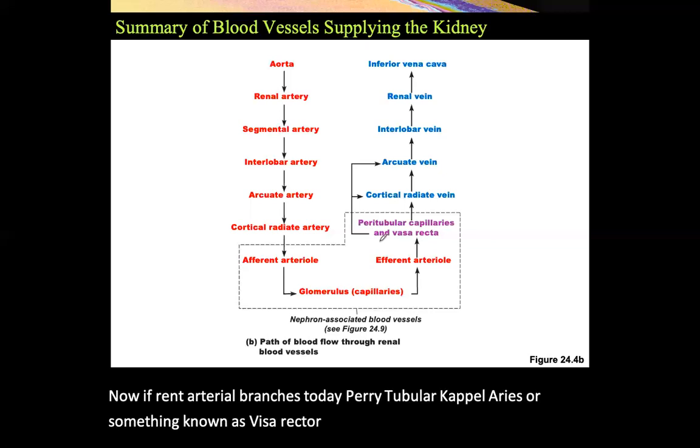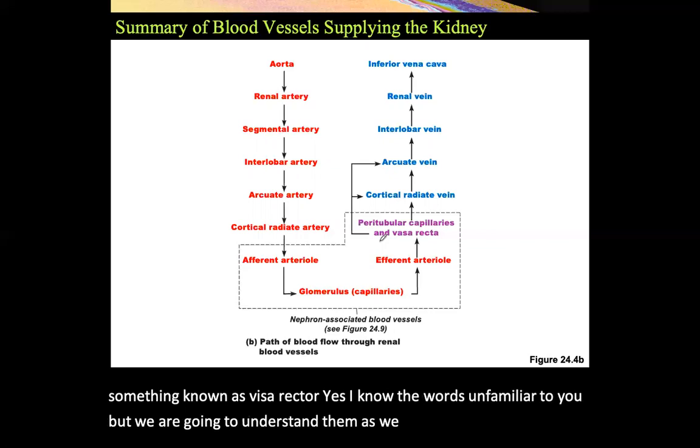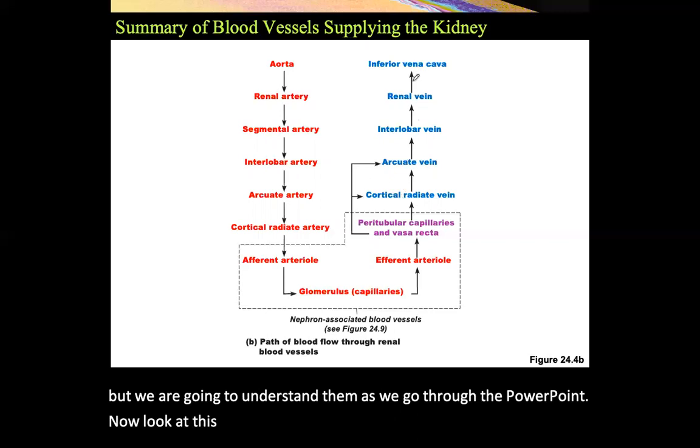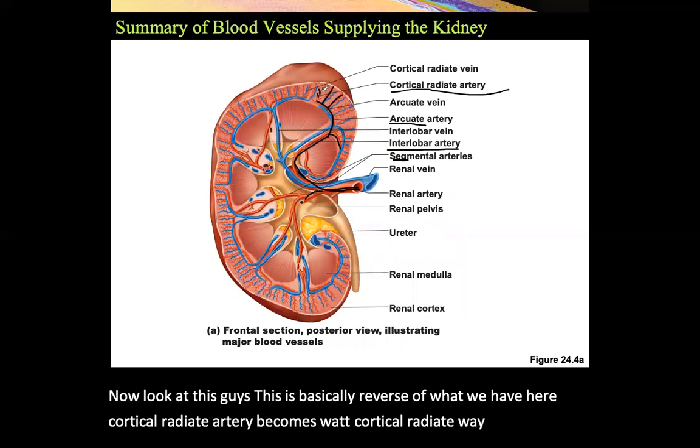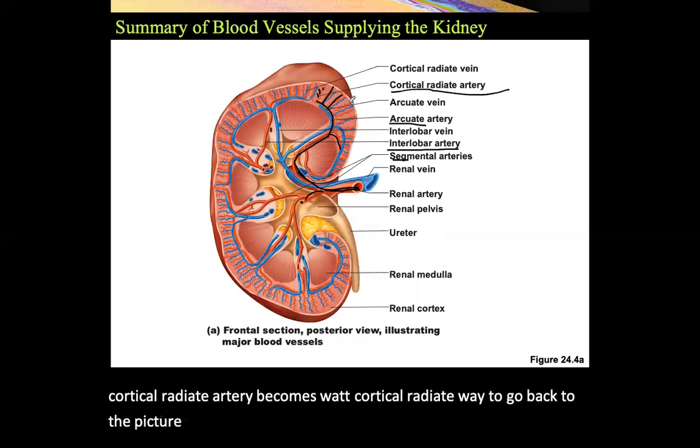Yes, I know the words are unfamiliar to you, but we are going to understand them as we go through the PowerPoint. Now, look at this, guys. This is basically the reverse of what we have here. Cortical radiate artery becomes what? Cortical radiate vein. So go back to the picture. These little branches in blue coming off right here.